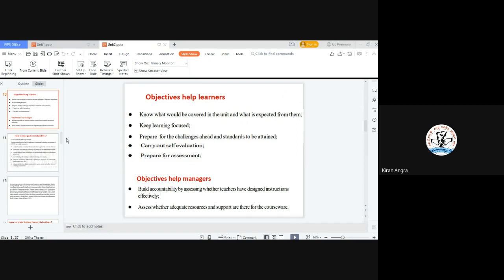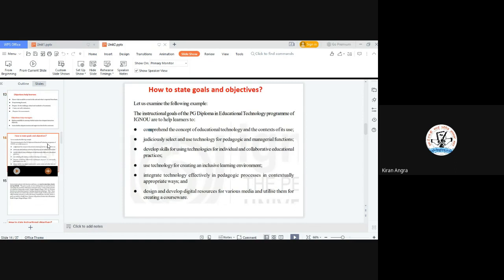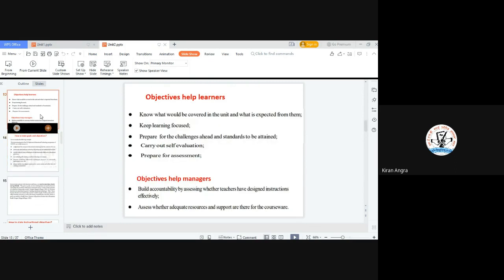Prepare for assessment. All the IGNOU students are giving their assessments, and you all know 30% of the weightage is out of that. You assess yourself: this is a question where I have studied what I have studied. You answer those questions. And how do these objectives help the manager to build accountability by assessing whether the teachers have designed instructions effectively, and whether adequate resources and support are available for that courseware?